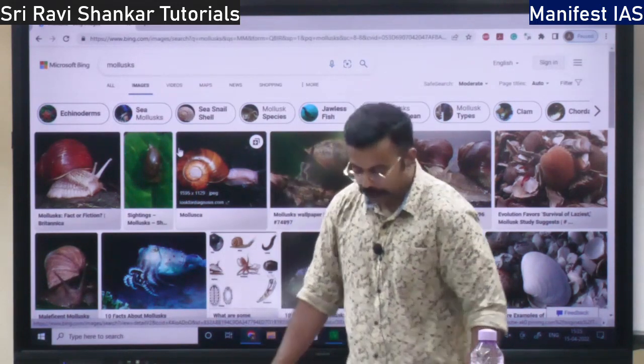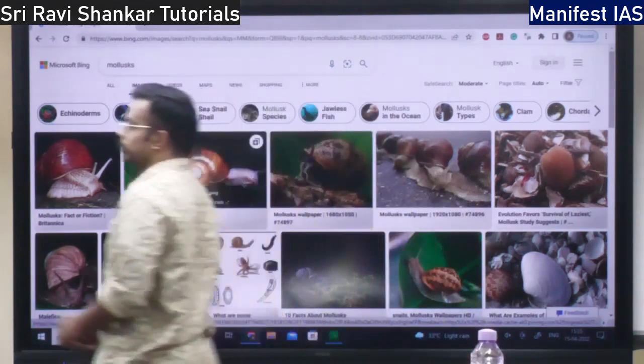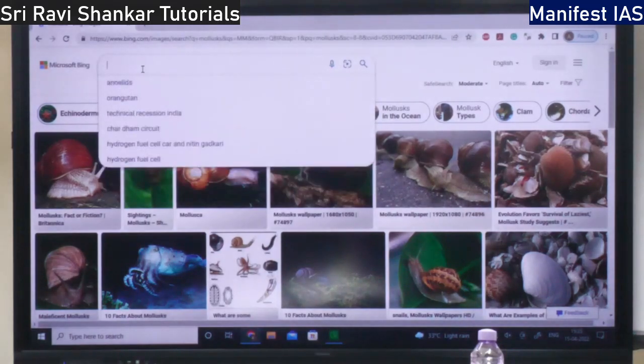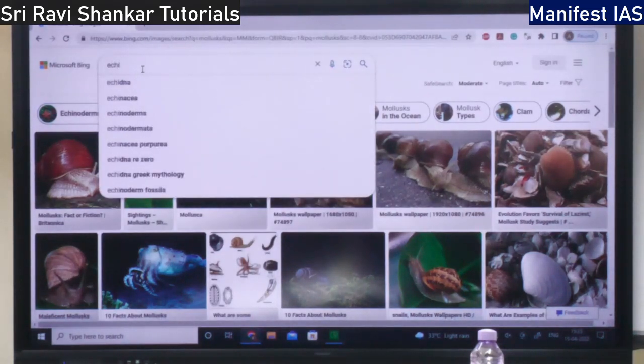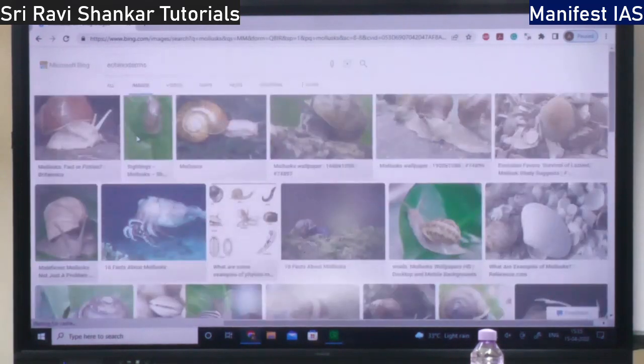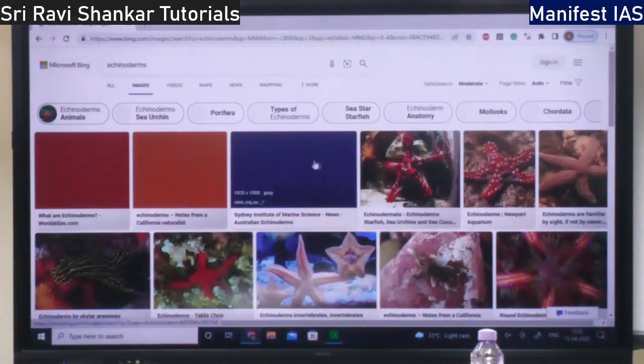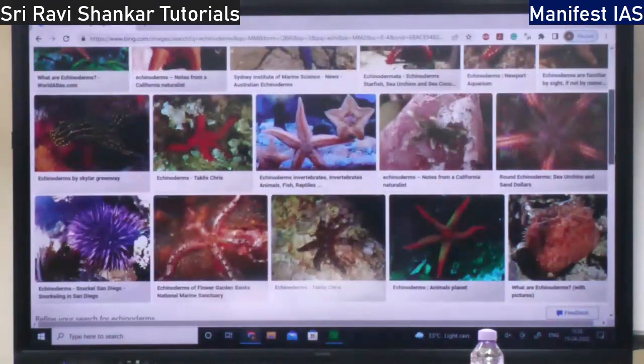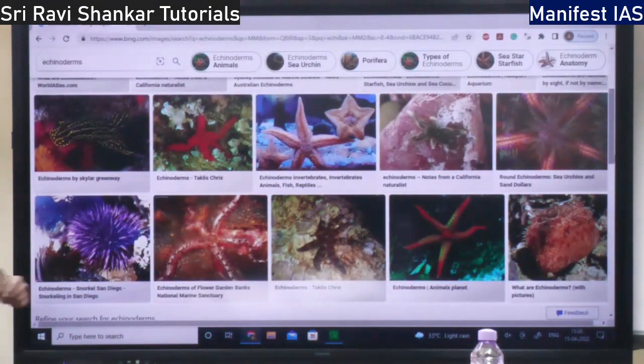Next, we have echinoderms. Echinoderms are water living. So they are always found in the ocean. See, these are very factual things. You should learn this by heart. There is no other way to memorize this. So they are ocean living, all your starfish, all these things. So these are the echinoderms.